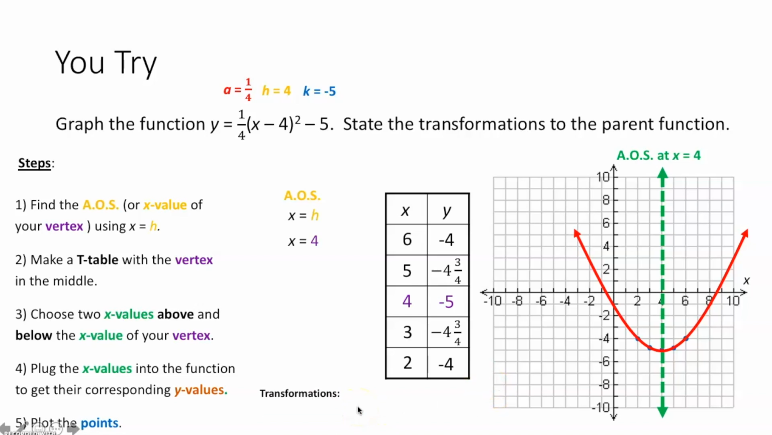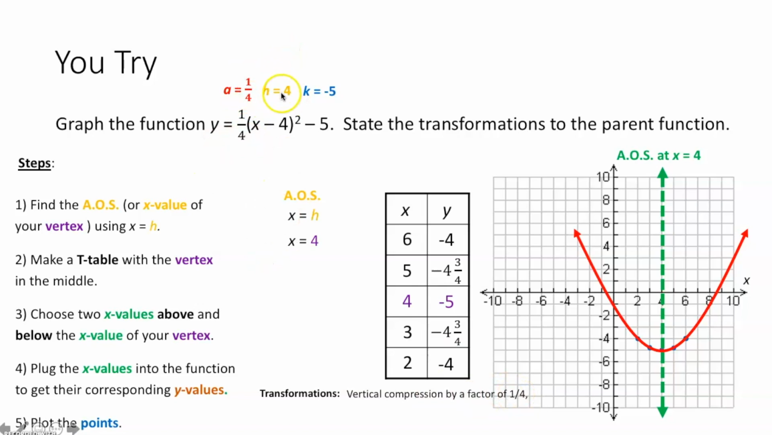Sweet. We need to figure out what our transformations to the parent function are. So what did our a do, what did our h do, and what did our k do? Our a is positive, so it didn't reflect, but it's 1/4, which means that it's less than 1. Because your a value is between -1 and 1, we know that it's going to compress your parent function. That's why it's flatter than your parabola usually is. So this is going to be a vertical compression by a factor of 1/4, because that's our a value.